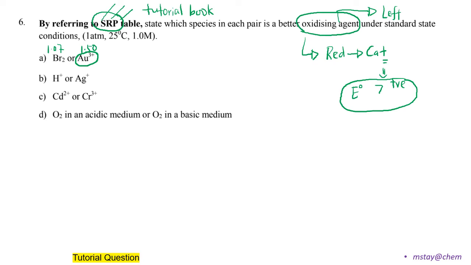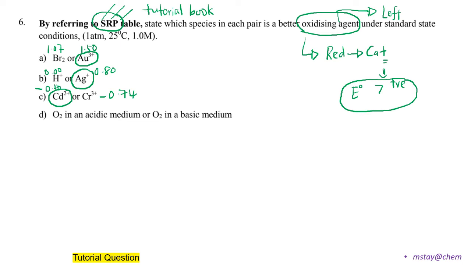While H+ is 0.00, the silver ion is 0.80, so 0.80 is more positive. So if you have a silver half cell with the SHE, silver will become the cathode. Cd2+ is negative 0.40, while chromium is negative 0.74 volt. So for this case, Cd2+ is the cathode, which undergoes reduction and acts as the oxidizing agent.